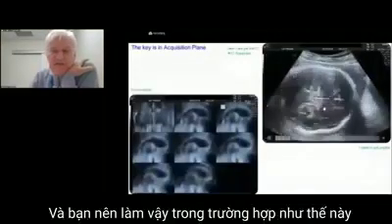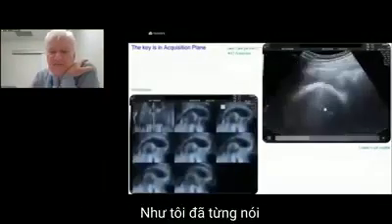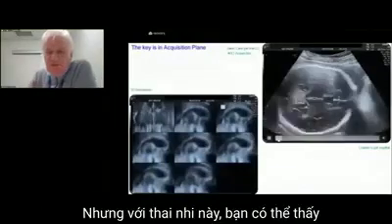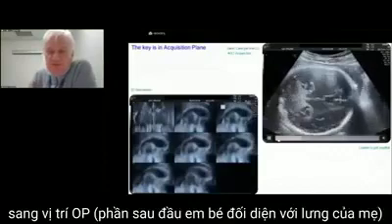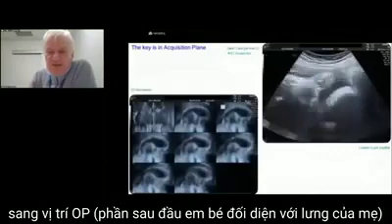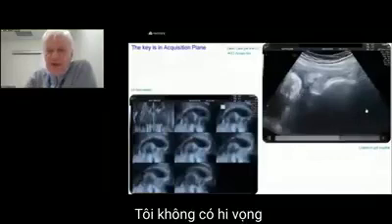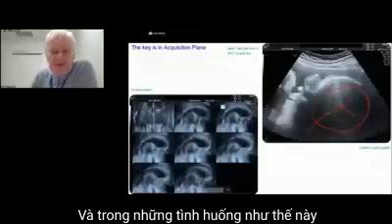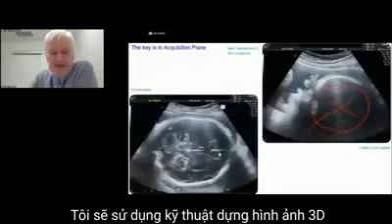And in a situation when you're doing that, as I say, you might be lucky with a straightforward position AP, but this is a feature you can see as I rotate around and bring the occiput posterior, rotate 90 degrees, I haven't a hope in hell of getting any information about this midbrain. So it's in a scenario like that where I do a 3D acquisition.